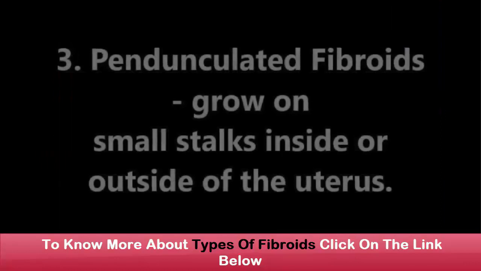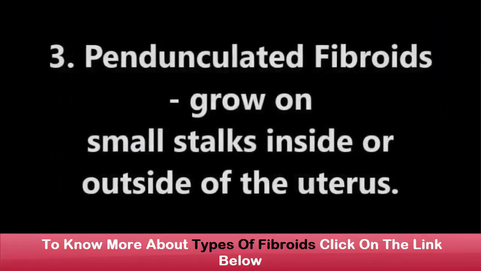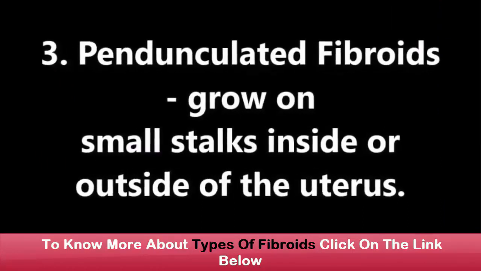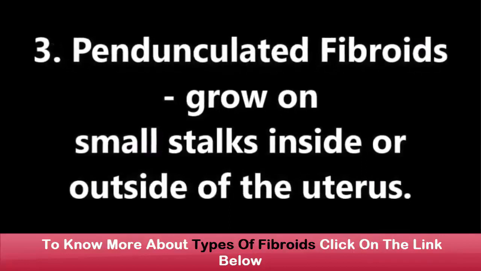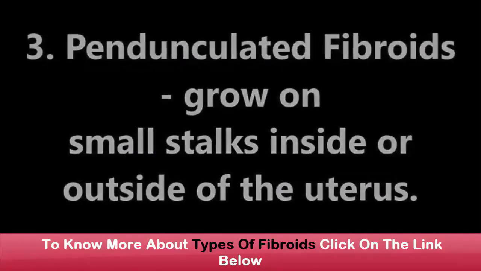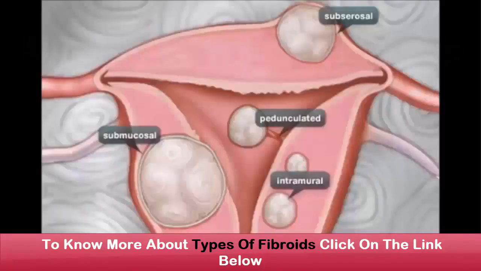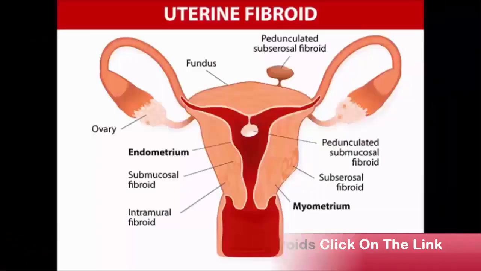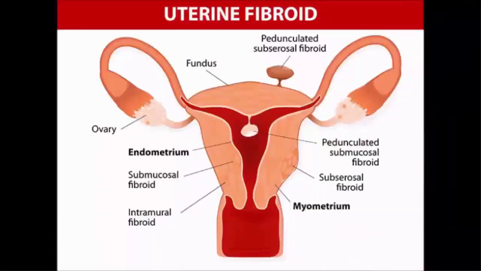Third, pedunculated fibroid. These grow on small stalks inside or outside of the uterus. From this diagram, you can see an example of the pedunculated fibroid. As we can see from the diagram, a pedunculated fibroid could be a subserosal or a submucosal fibroid that has grown on a stalk.